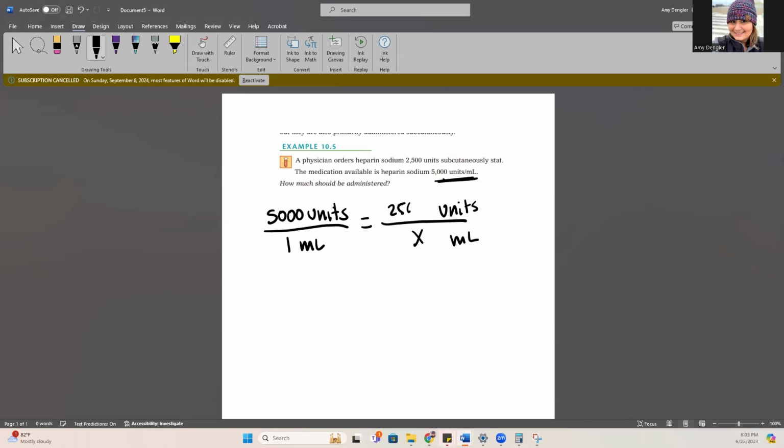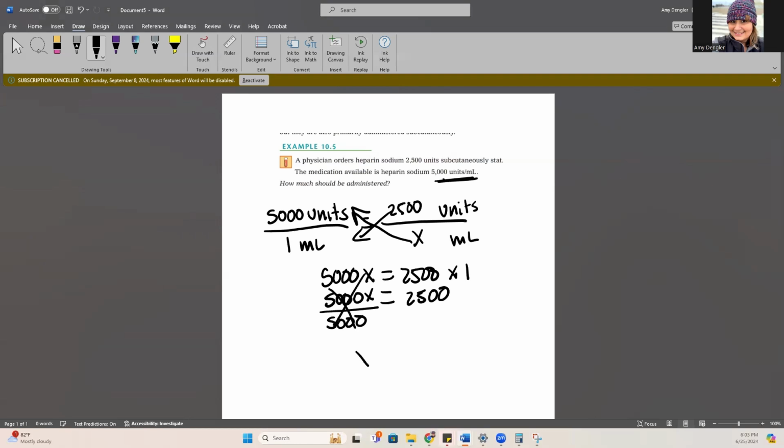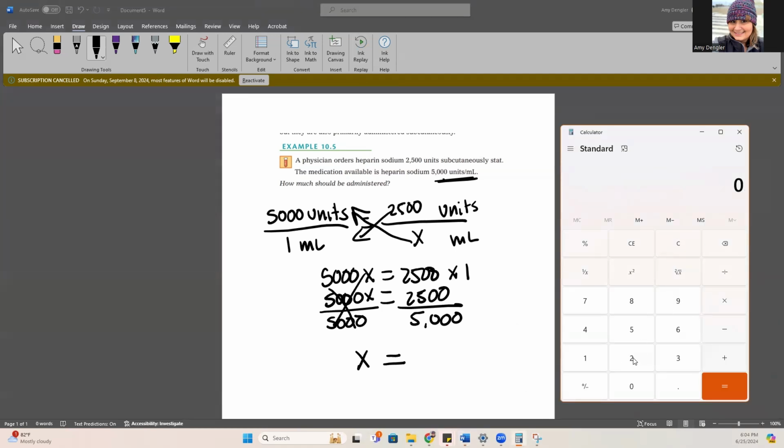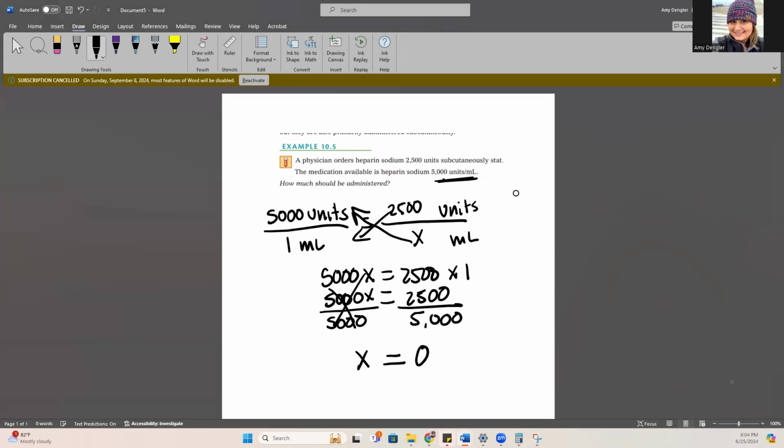So I will place my 2,500 here. And then I will do 5,000x is equal to 2,500 times 1. We're going to get rid of this over here first. 2,500 times 1 is 2,500. We want to get x alone, so we need to divide this side by 5,000. So that cancels out, and I just have x over here. Then I also need to divide this side by 5,000. So 2,500 divided by 5,000 means that we need to give 0.5.